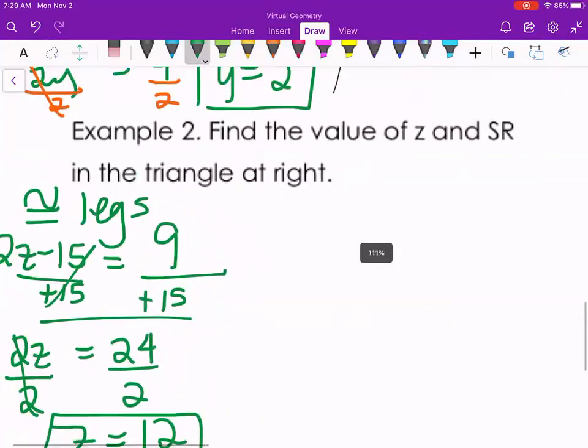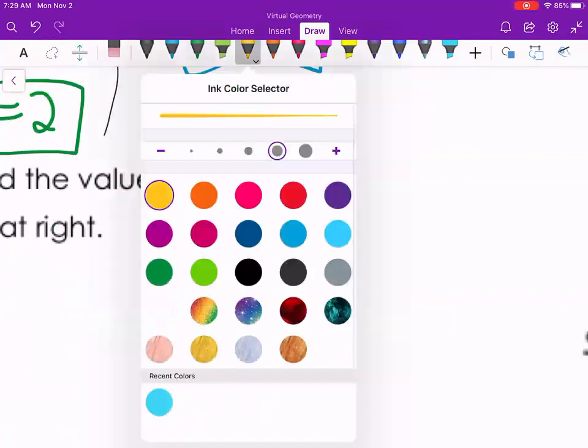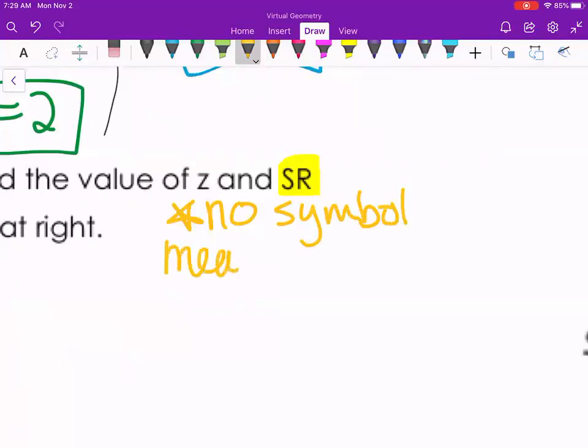Now we need to find the length of SR. Because remember, no symbol, just so that we can remember this. If there's no symbol on top of those letters, that means length. So as words, that means the length of SR.